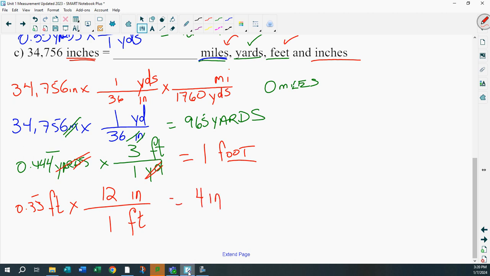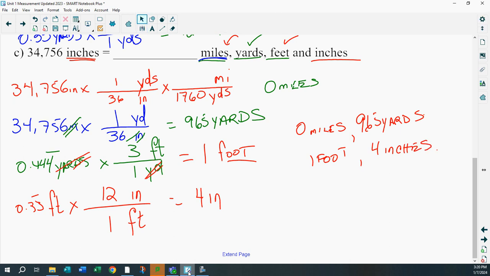So your answer is 0 miles, 965 yards, 1 foot and 4 inches. And that's how you do one of these multiple conversions. It takes a little while and a little bit of practice, but stick to that. Remember to deal with those remainders, and you're going to be just fine.